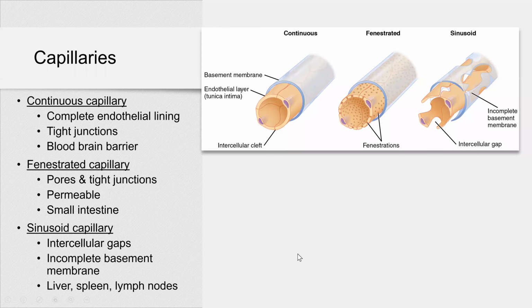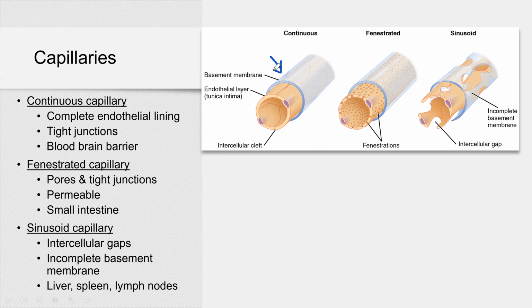Now the gas exchange and exchange of nutrients and waste products happens within capillaries, and specifically what we call the capillary bed. Now we have 3 types of capillaries: continuous, fenestrated, and sinusoid capillaries. Now continuous, the most common capillaries. And here's your continuous capillary shown over here.